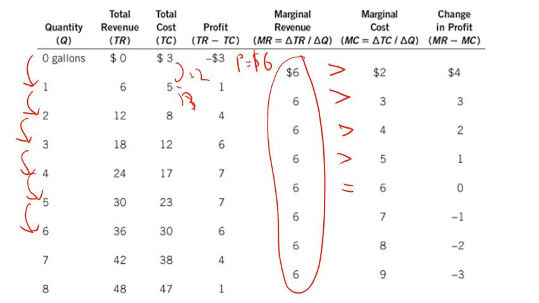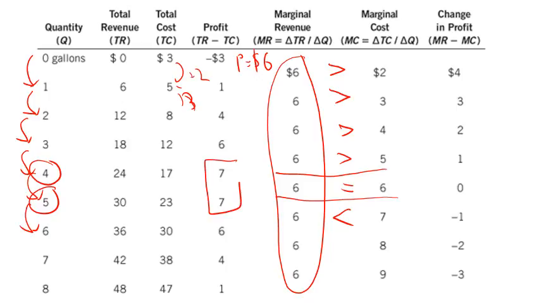When we go from 5 to 6, marginal revenue is now less than marginal cost. Danger, danger, danger, Will Robinson. That means your profits are going to fall. So your profit maximum, in this case, you've got two quantities that will maximize profit. It's the last unit where marginal revenue is above marginal cost. It's also the unit where marginal revenue equals marginal cost. Both of those gave us a profit of $7.